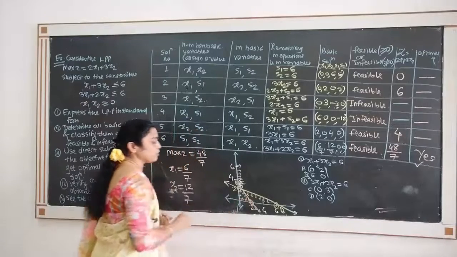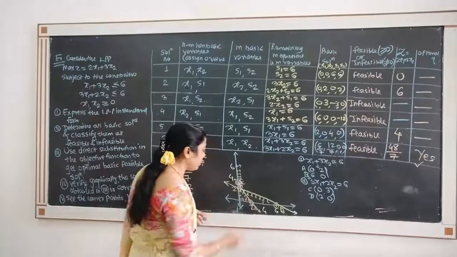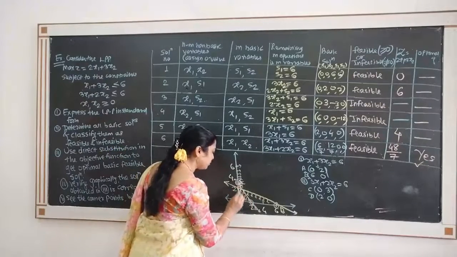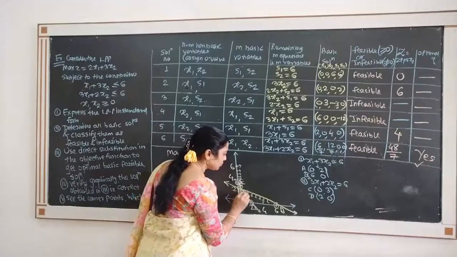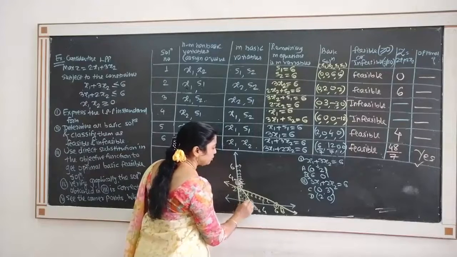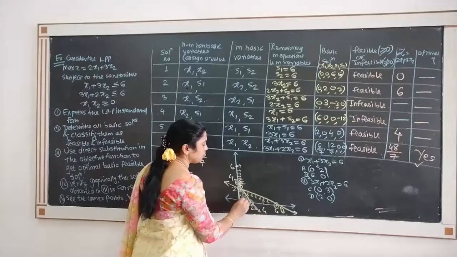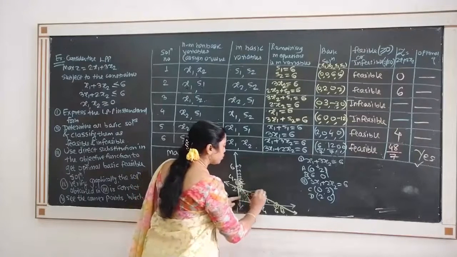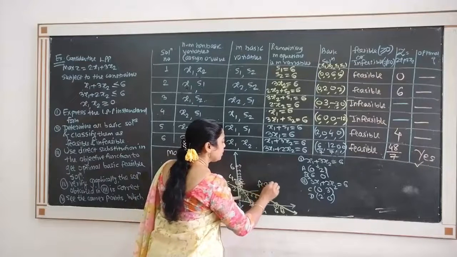So which is feasible region? See, we show it by dark lines. So this is feasible region. I will shade this region to show that it is feasible. So this region is feasible region on graph.